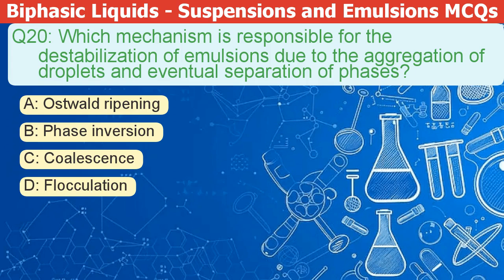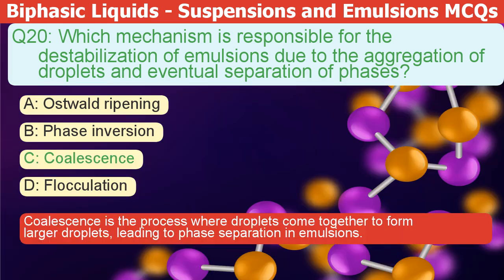Which mechanism is responsible for the destabilization of emulsions due to the aggregation of droplets and eventual separation of phases? A. Post-wall ripening. B. Phase inversion. C. Coalescence. D. Flocculation. The correct answer is C. Coalescence is the process where droplets come together to form larger droplets, leading to phase separation in emulsions.